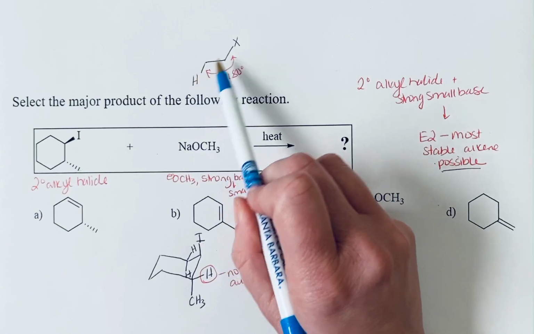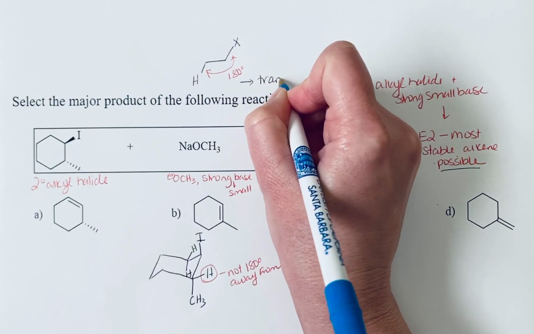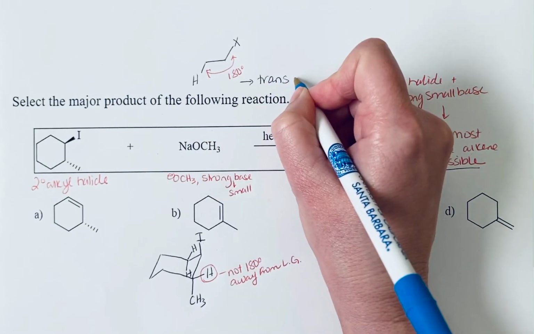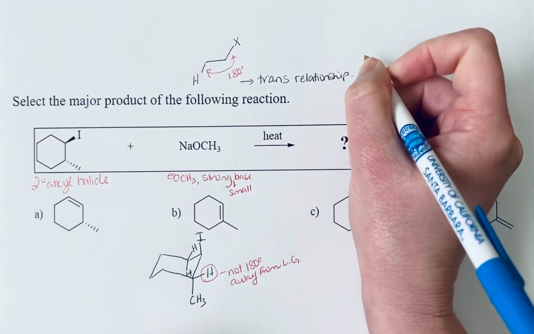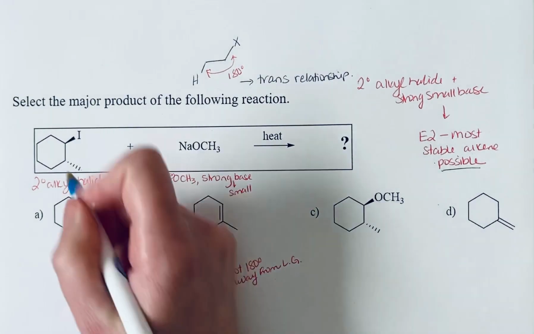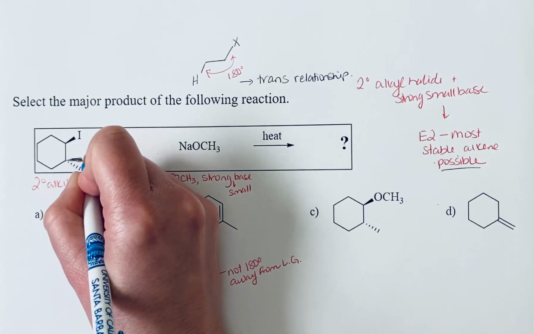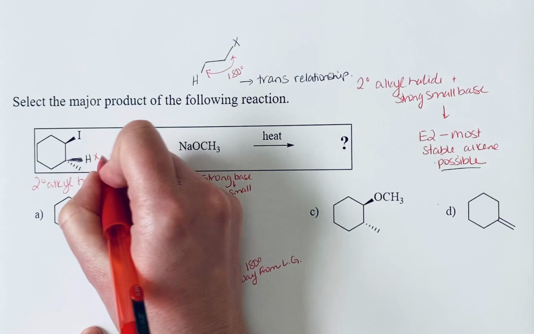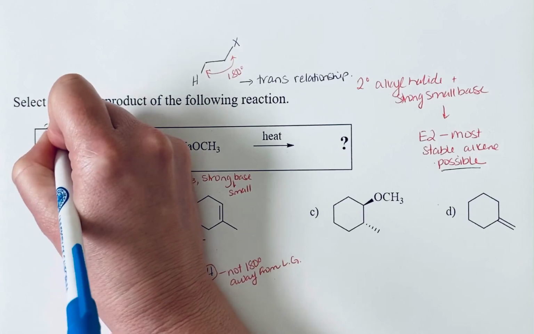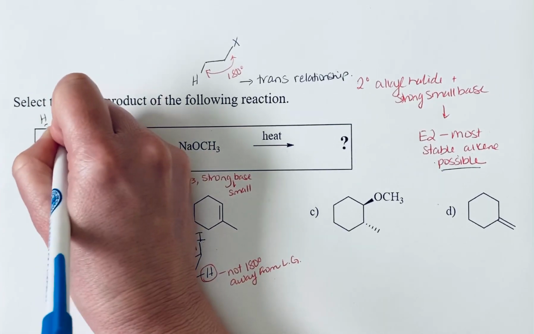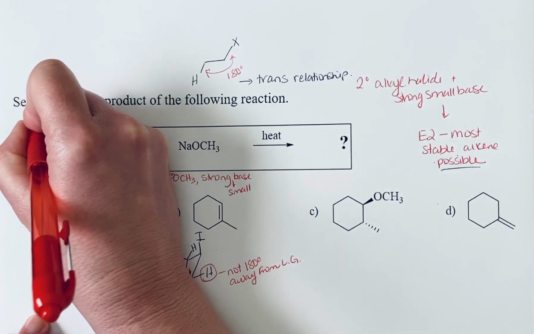I would recognize that I need this 180 degrees apart, which on a cyclohexane ring means that the halogen and the hydrogen need to have a trans relationship, one pointing up and one pointing down. And we can see that even without drawing out the chair structure. So what I would notice here is that the methyl group is going into the plane of the page, so the hydrogen is not. And we can say, okay, that's not trans to the iodine. And that tells us then we have to go to the other beta carbon atom where we do have a hydrogen that is trans. And the methoxide could remove that hydrogen.